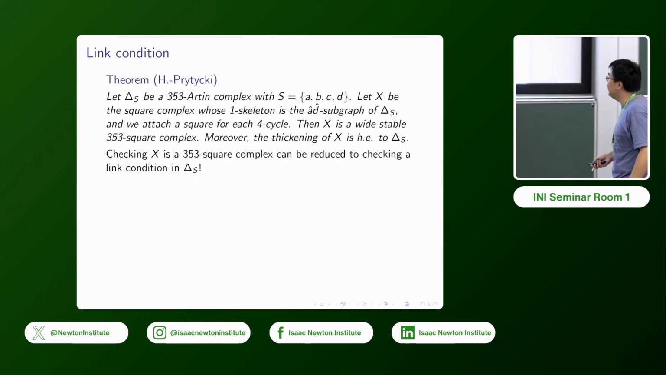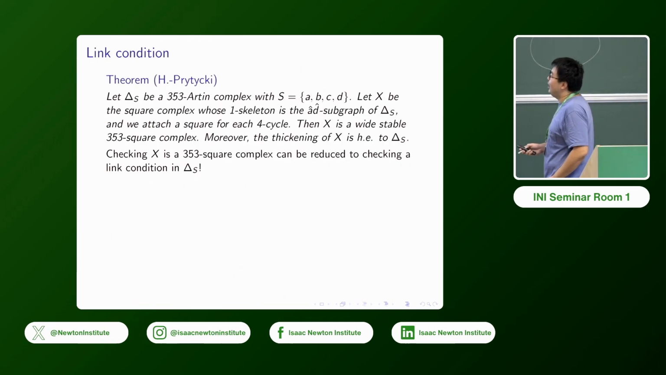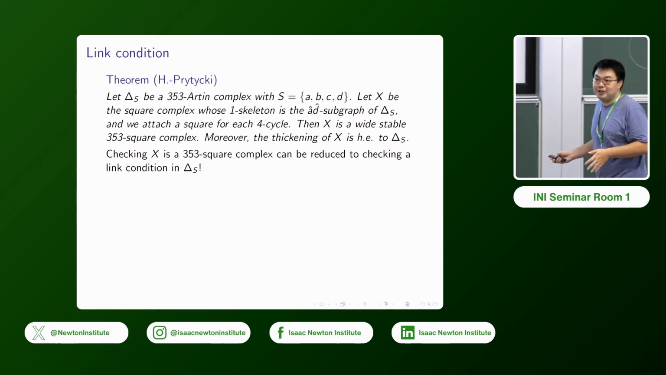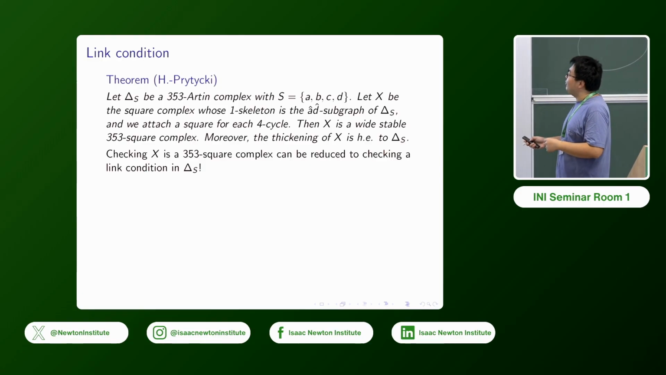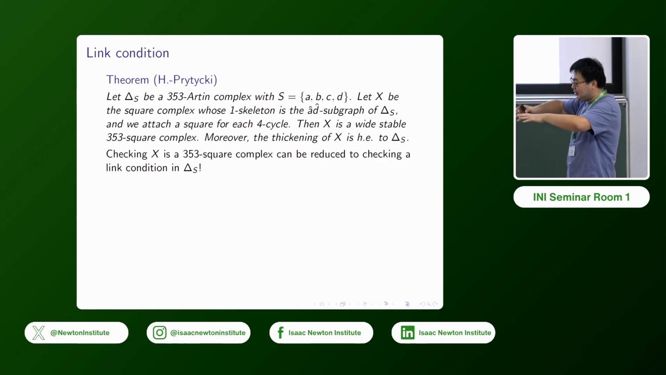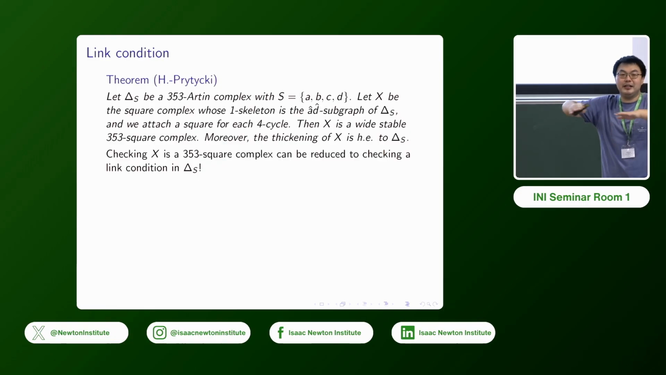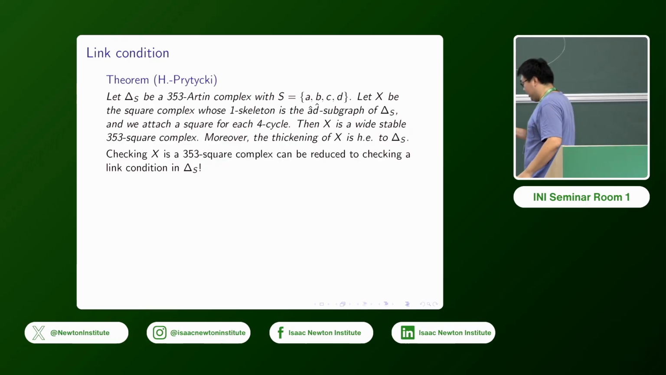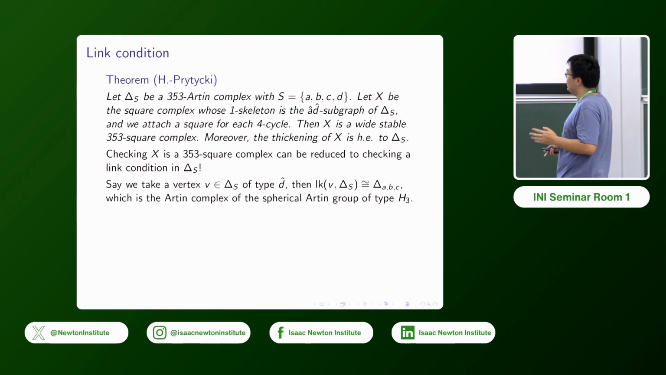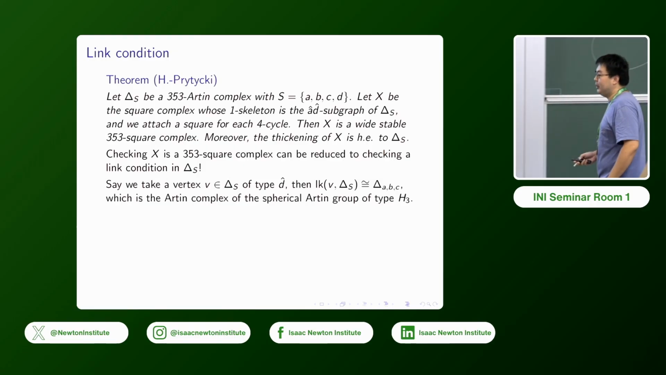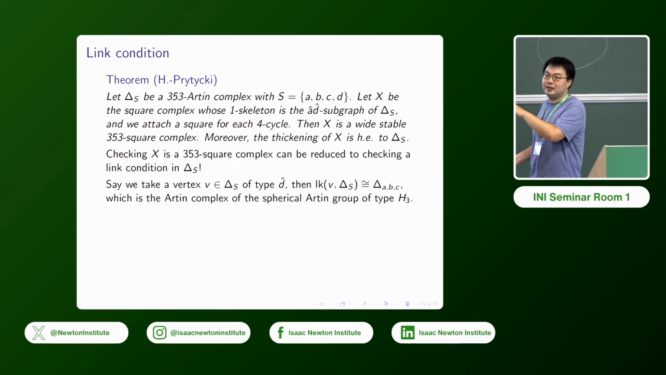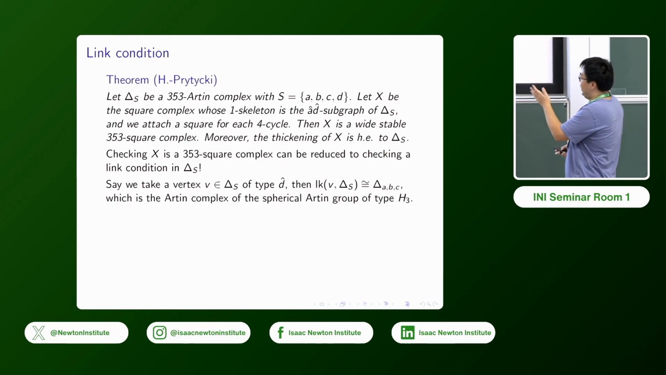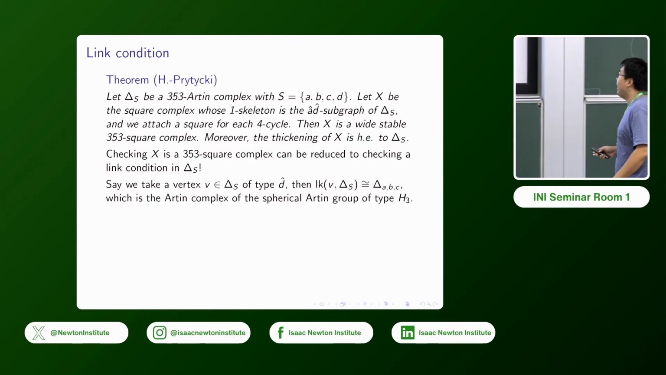But surprisingly, to check that X is a 353 complex, you can just reduce to checking a link condition, okay? It looks like the 353 condition concerns disks which are much larger than the link. But surprisingly, in the end, we actually reduce to checking a link condition. And I can show you exactly what link condition we need to check, and we can compare that to the link condition we need to check for CAT(0).